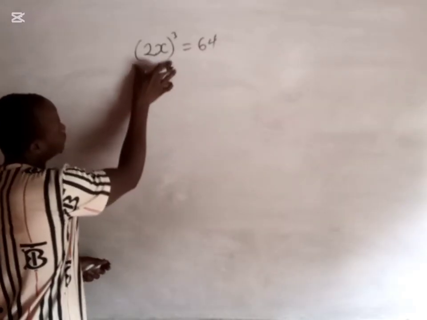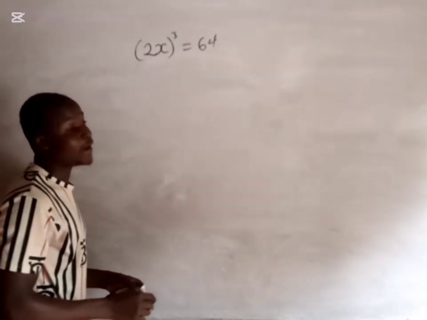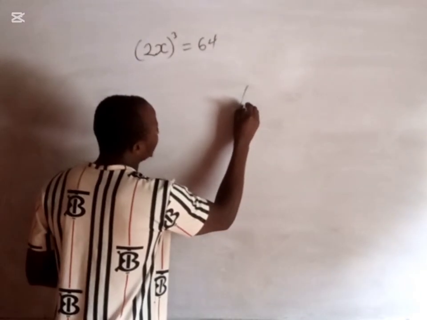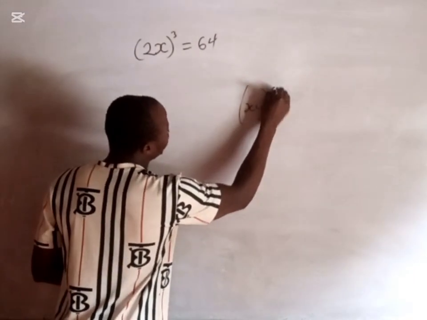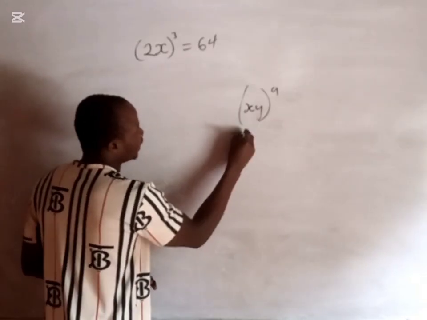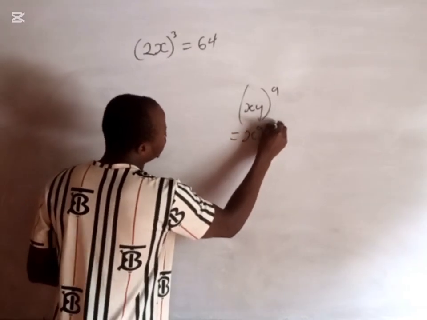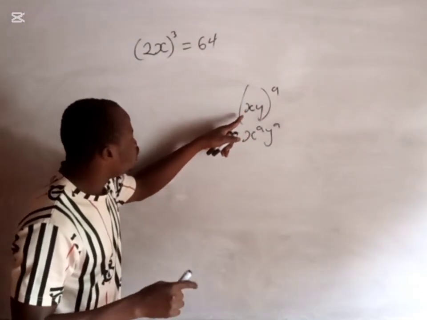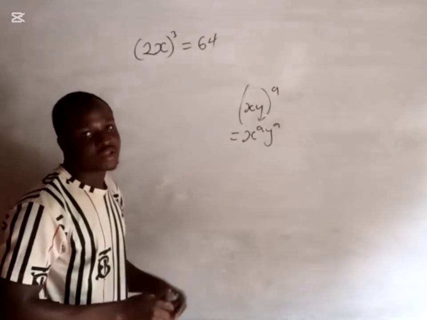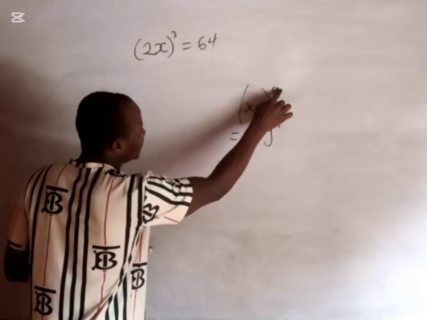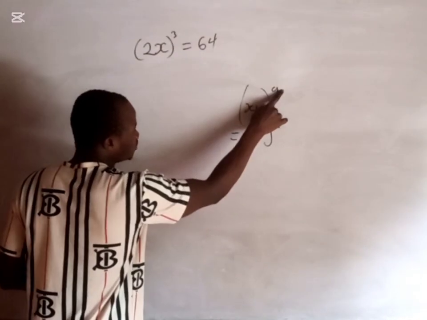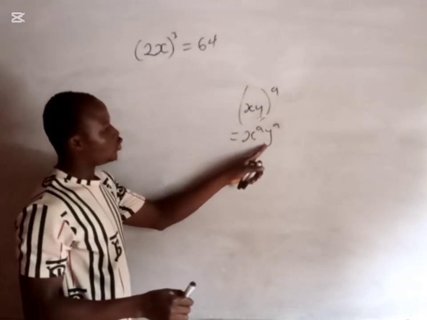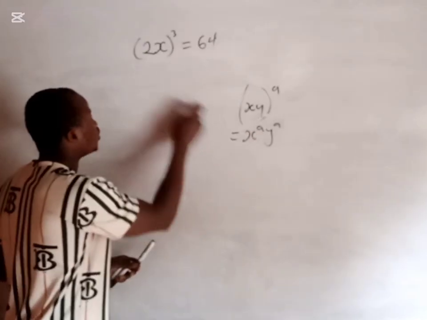Don't forget that under the laws of indices that we have discussed so far, there's what we call the product power law. The product power law says whenever you have (xy) raised to the power of a, it gives x^a times y^a. What does that mean? It means that the power will spread to both x and y. Is that clear now? Both x and y will be raised to the power a. So the same way, we are going to deal with this.